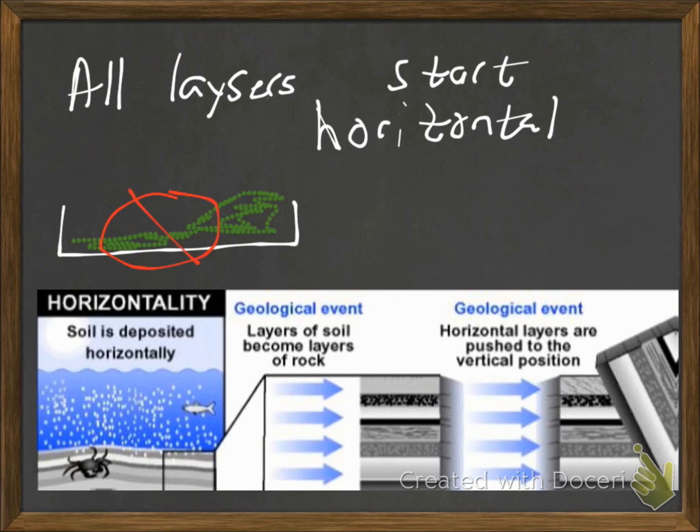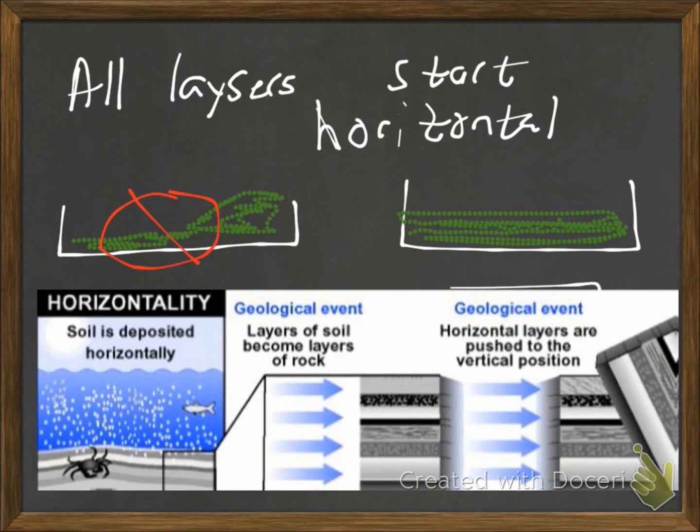It will by nature fall into a hole, and as it falls it will end up being a nice horizontal pattern. Now if some sort of geological event occurs, then the layers may shift to be vertical or some other position, but as it originally falls, the layers will all form horizontal lines. And that's the principle of original horizontality.